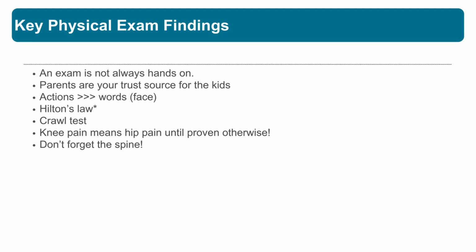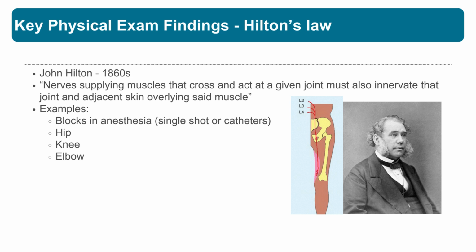In any pediatric patient, knee pain or complaints of knee pain means that the hip has to be examined until proven otherwise. Knee pain in a pediatric patient guarantees a hip exam due to Hilton's Law, which I'll explain in the next slide. And then we can't forget the spine. Sometimes what you're dealing with is early onset of discitis or a spinal infection, and sometimes all you see is they walk abnormally guarded, or they may even have pain when they go over speed bumps in the car.